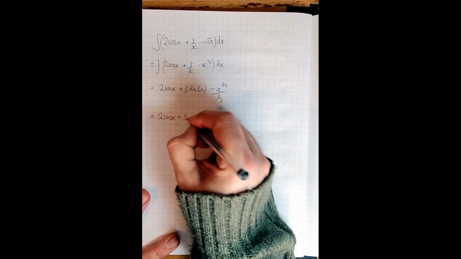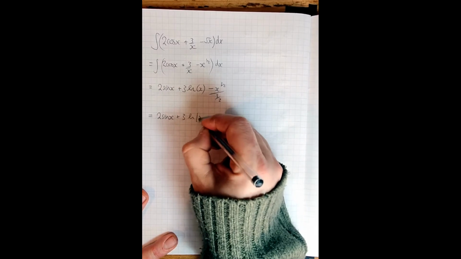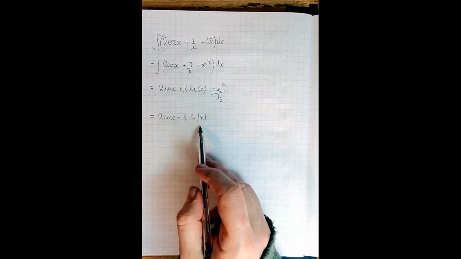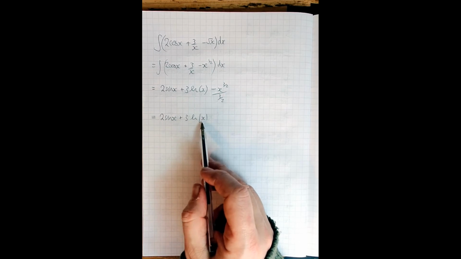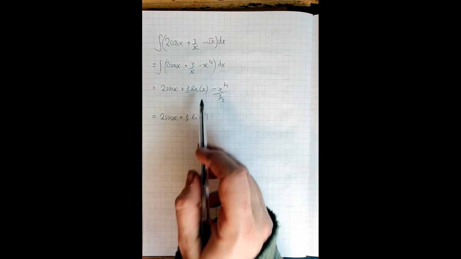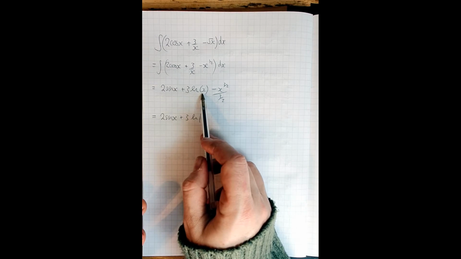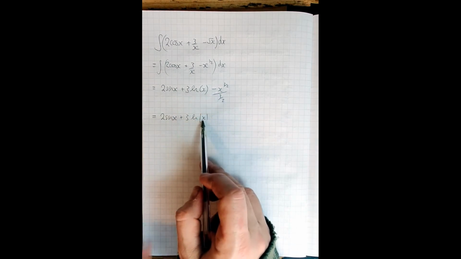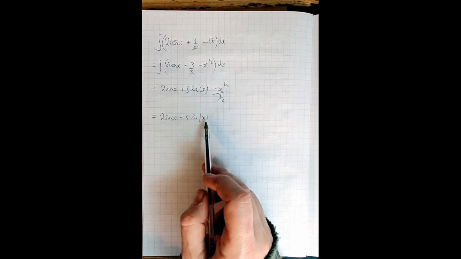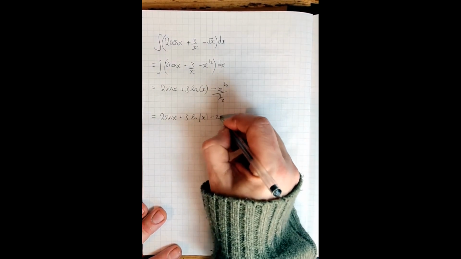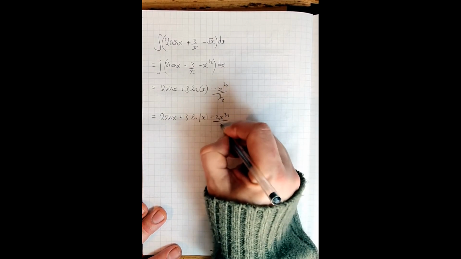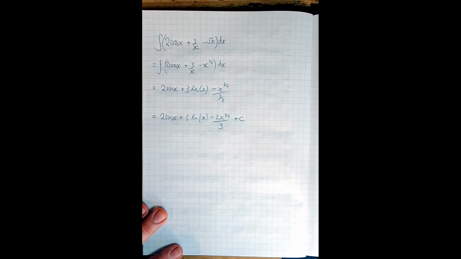Now occasionally you'll see a modulus around the x. That's just recognising the fact that you can't take the log of a negative. So sometimes you see log x written with brackets, or indeed with nothing. Sometimes you see it with a modulus. There's no difference. It's just acknowledging the fact that you can only take the log of a positive number. And I will put my plus c there because it's my final answer.